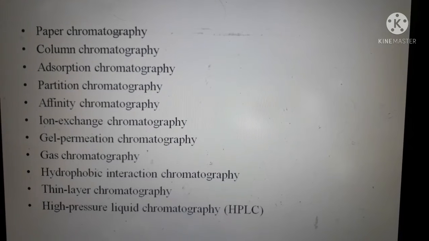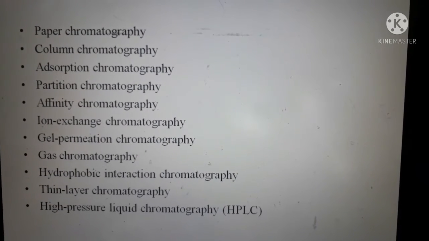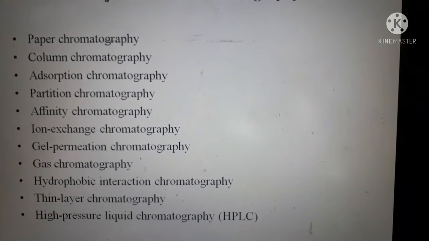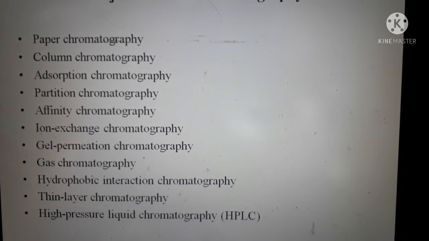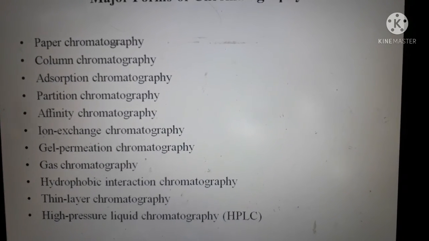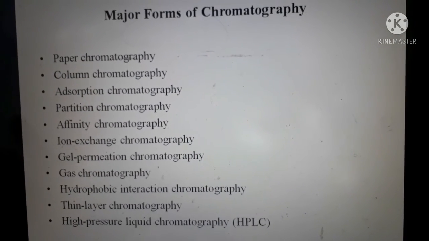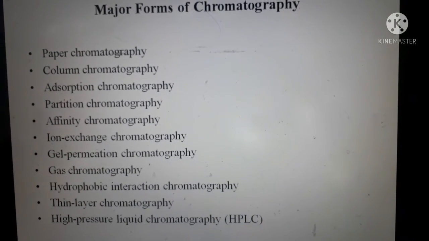It may be adsorption, partition, affinity, ion exchange, gel permeation. So the basics are very different depending upon their principle. One by one we will keep discussing. Okay, so now we will discuss paper chromatography.